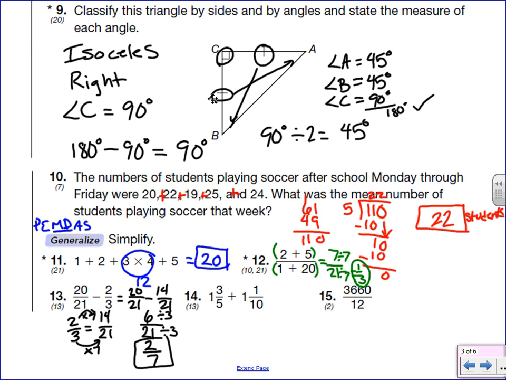In number 14, I'm going to add the whole numbers first. So 1 plus 1 is 2. Then I'm going to just deal with my fractions. And 3/5 I can turn into something over 10. To go from 5 to 10, I multiply by 2. So then I multiply 3 by 2 and get 6. So then the fractions being added are 6/10 and 1/10. 6/10 plus 1/10. 6 plus 1 is 7, and the tenths stay the same. So my final answer is 2 7/10.